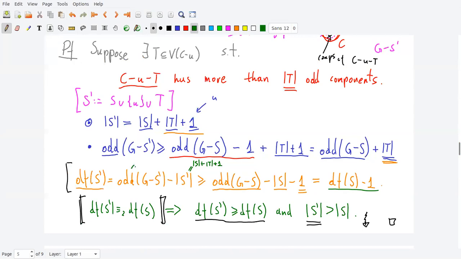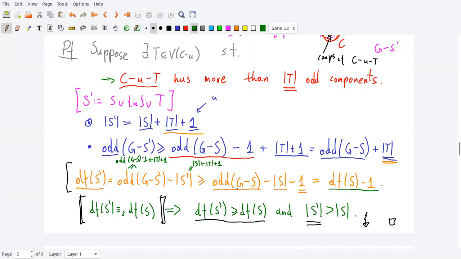What is the number of odd components of G minus S prime? Well, it is at least the number of odd components we had before, minus one because we lost the component C, but we gained at least T plus one new components because T was supposed to be a counterexample to our claim. Now you see that T cancels out here. One actually also cancels out.